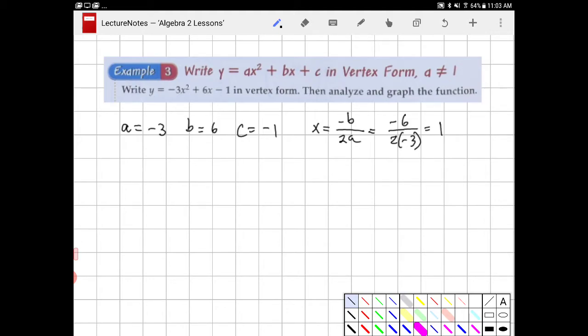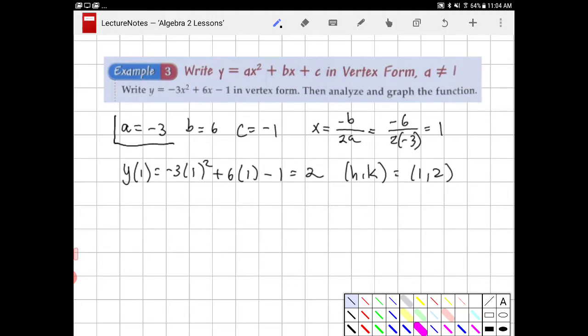I've got to now figure out what the y-coordinate is. To figure out the y-coordinate of the vertex, all I've got to do is take the original equation, substitute 1 in, and I get -3 times 1 quantity squared plus 6 times 1 minus 1. So this becomes -3 plus 6, which is +3. +3 minus 1 is +2. So in other words, h and k is 1, 2. And I know what a is. A is equal to -3.